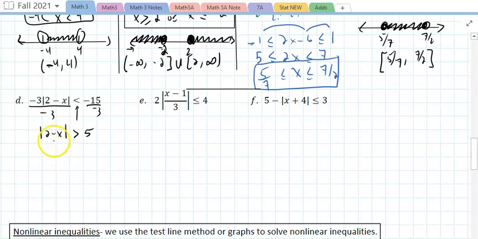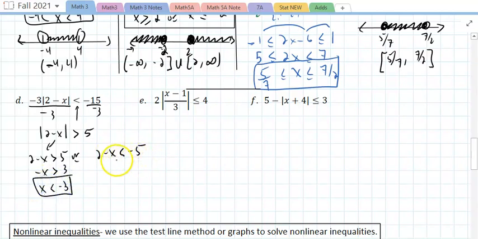than or greater than. Greater than: 2 minus x is greater than 5, or 2 minus x is less than -5, if you remember. Now I need to solve. Subtract 2 from both sides. Divide by a negative. Don't you switch the sign? From both sides. Divide by a negative.